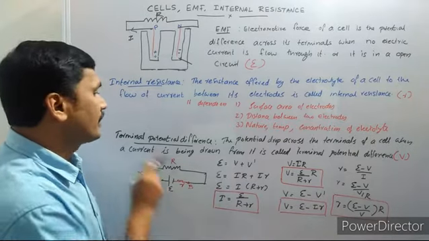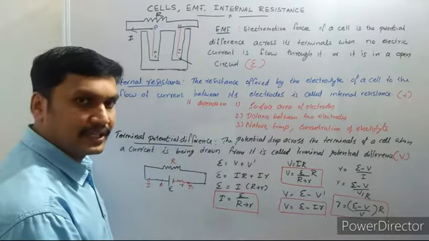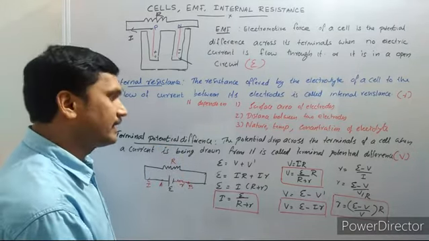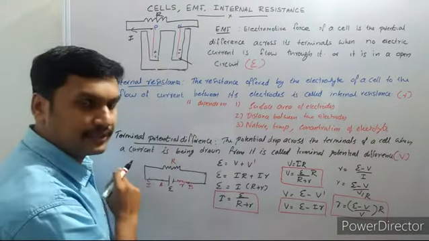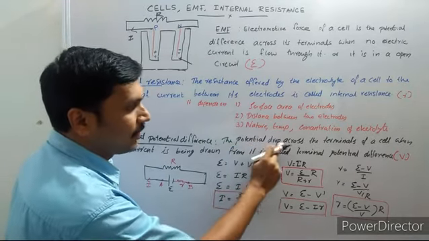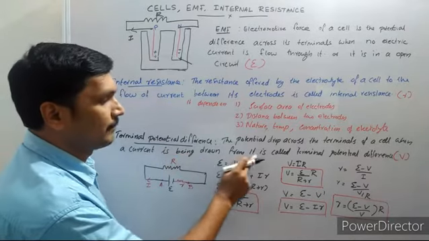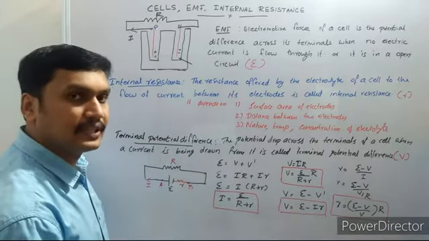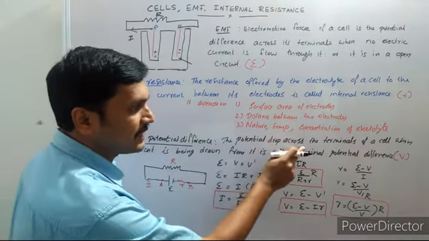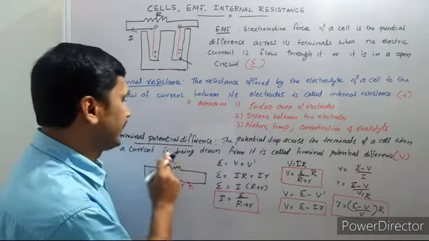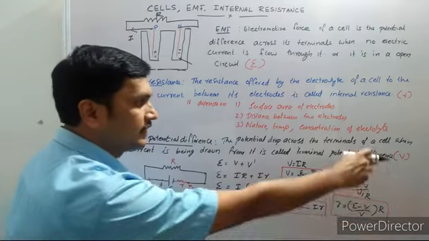Now, let us see what the terminal potential difference is. What is the terminal potential difference of a cell? We said that the current is flowing through the external circuit and the internal circuit. So the potential drop across the terminals of a cell when current is being drawn from it is called the terminal potential difference, and it is denoted as V.